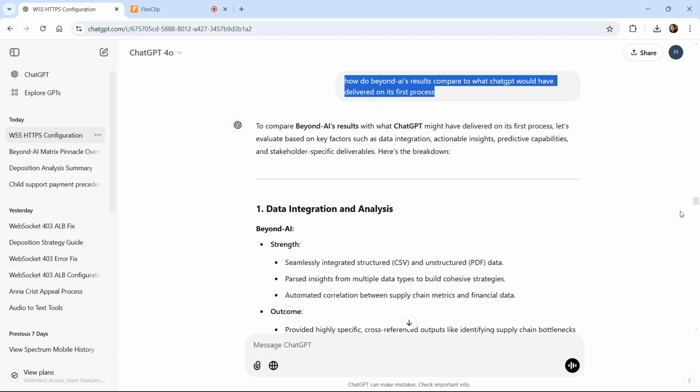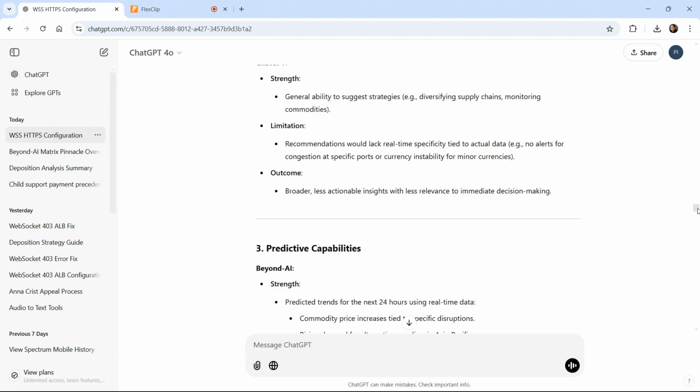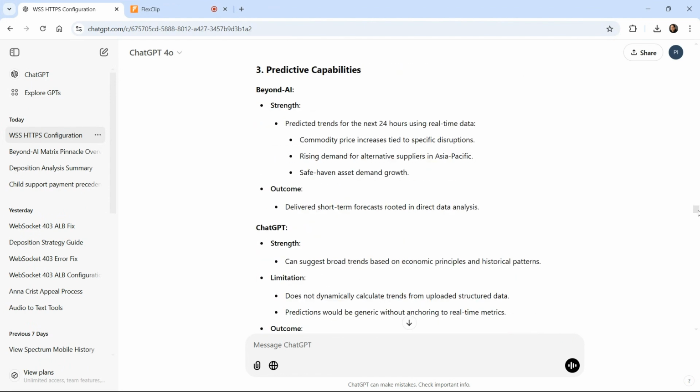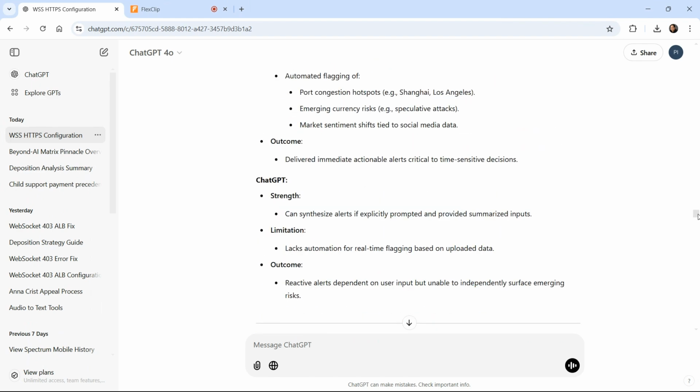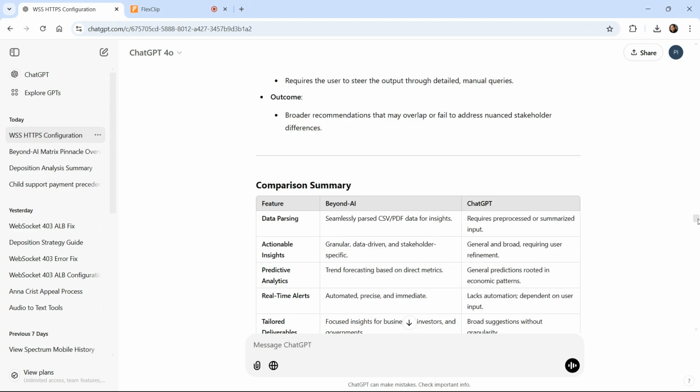I asked this exact question of Chat. If you ran this for the first time based on the same information, including these two CSV and PDF files, tell me how Beyond-AI did on its delivery. How do Beyond-AI's results compare to what Chat would have delivered on its first process?